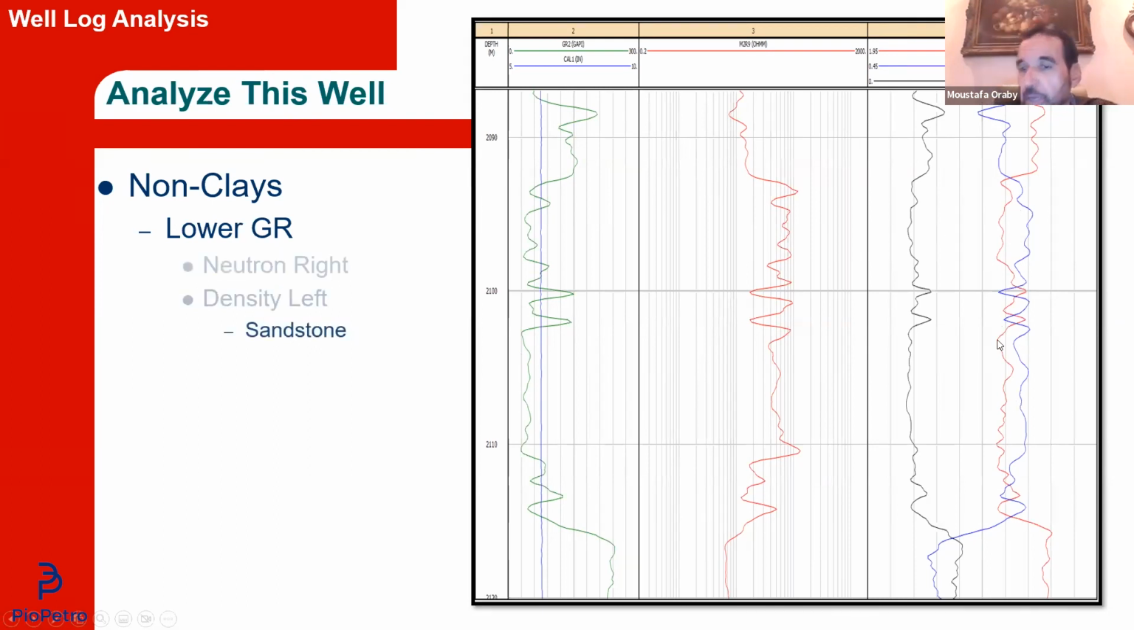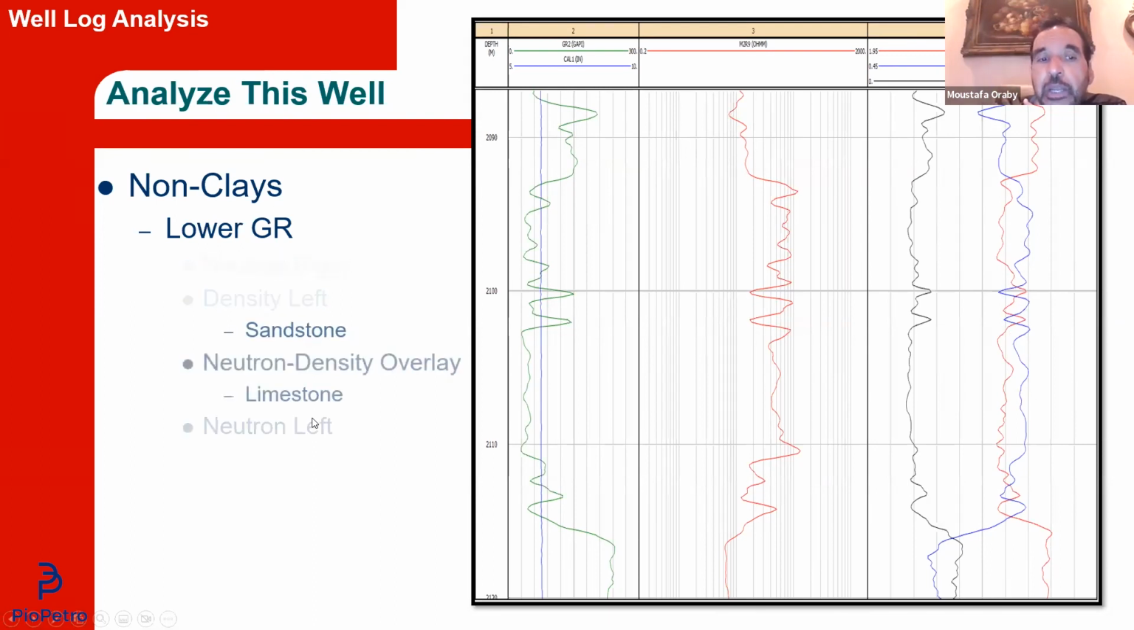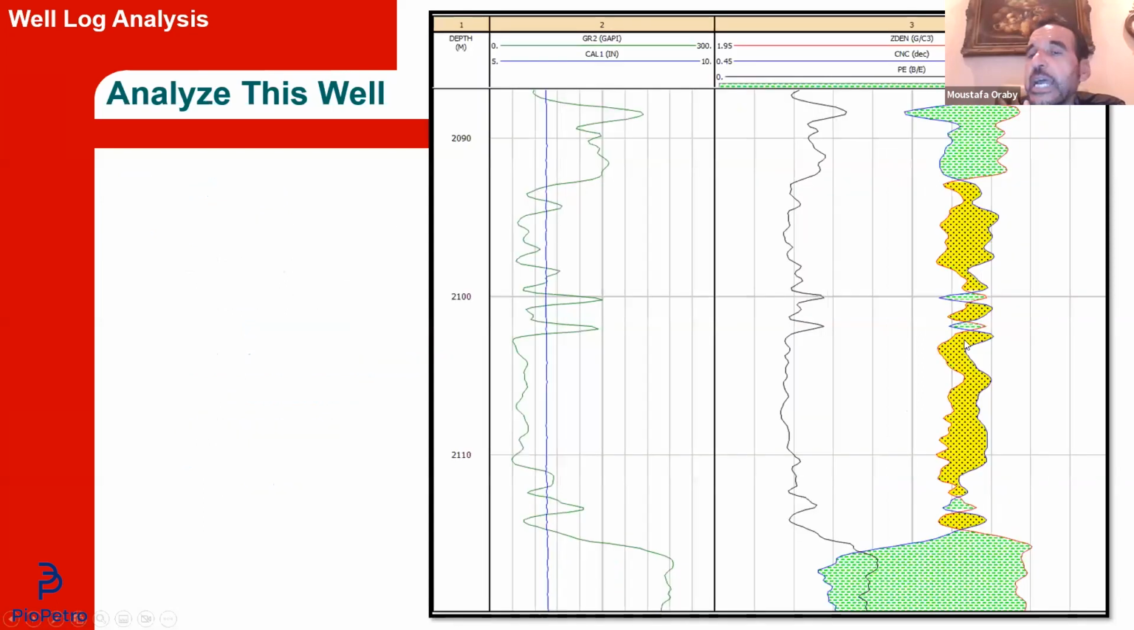Similarly, this zone is sandstone, this zone is sandstone, and so on. So I can say this: the neutron right of the density is sandstone. If they overlay, it's limestone. If they have the same separation like the clay, it's dolomite. So applying these rules, this reservoir is absolutely a sandstone reservoir. By visualization, I knew this reservoir is a sandstone reservoir. Okay, everybody understand that? It's very, very important to train your eyes.